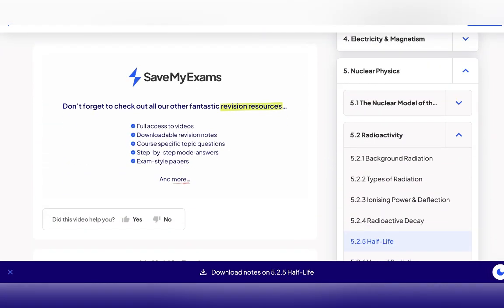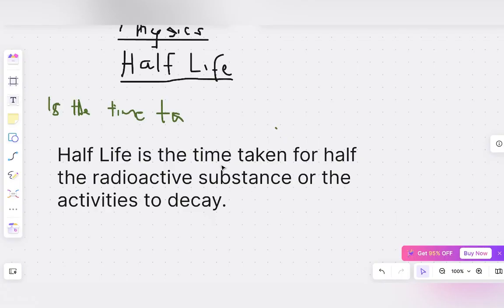Now let's quickly analyze the tutorial. Today's topic is half-life, like we said. Half-life is the time taken. So first of all, you must know it's time. When we say half-life, it's the time taken for half the radioactive substance, or half of the radioactive sample, or the activity, to decay.